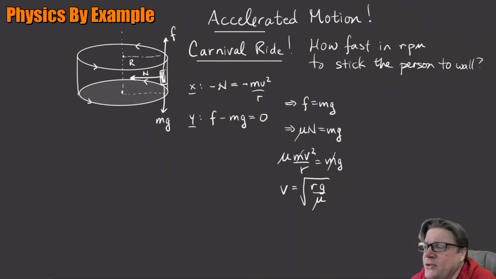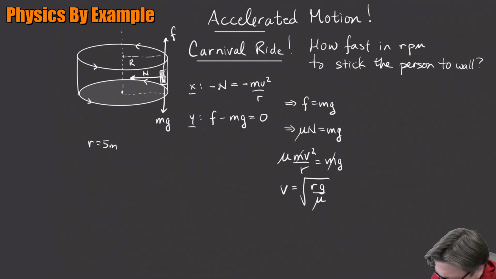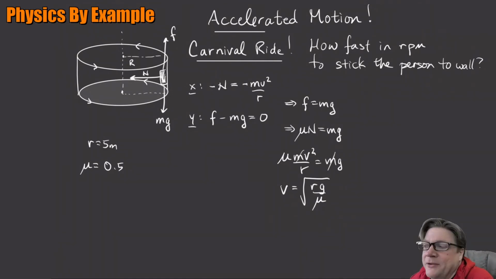So let's put some numbers on. What's a good size for this thing? Maybe a large room-sized drum. I've never been in one, but I'm just imagining. Maybe R is 5 meters. G is approximately 10. Mu, a good value between clothing and a wall, maybe 0.5. Those are nice round numbers. So that's 50 divided by 0.5, which is 10. As long as you're traveling 10 meters per second around the outside, you should stick.